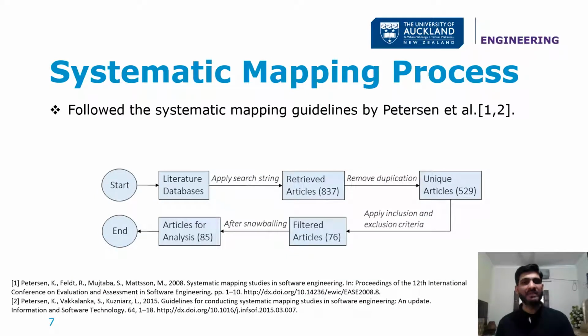So we followed the systematic mapping guidelines provided by Petersen and others. We start by applying the search string on various databases. After retrieving the articles, we remove the duplicates to obtain the unique articles. After that, we apply the inclusion and exclusion criteria. At the end, we apply the snowballing strategy. Finally, we had 85 primary papers for analysis.